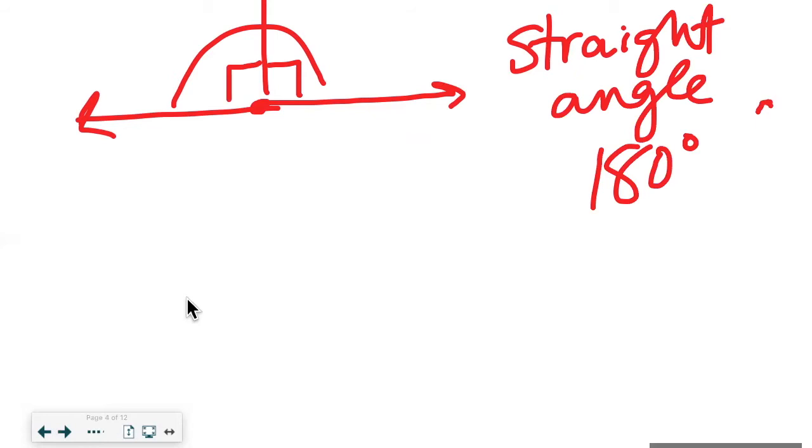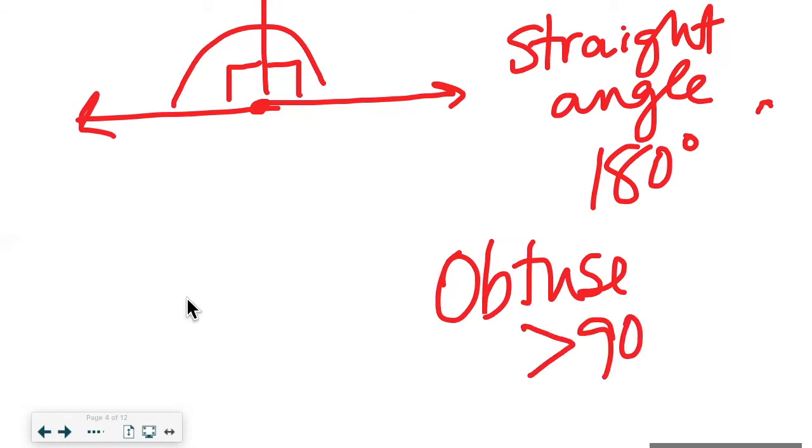Now, going back to obtuse, we said an obtuse angle was greater than 90 degrees, but it's also less than 180 degrees. And that is because anything from a right angle to a straight angle would be considered obtuse, but once it gets to 180, it becomes a straight angle.